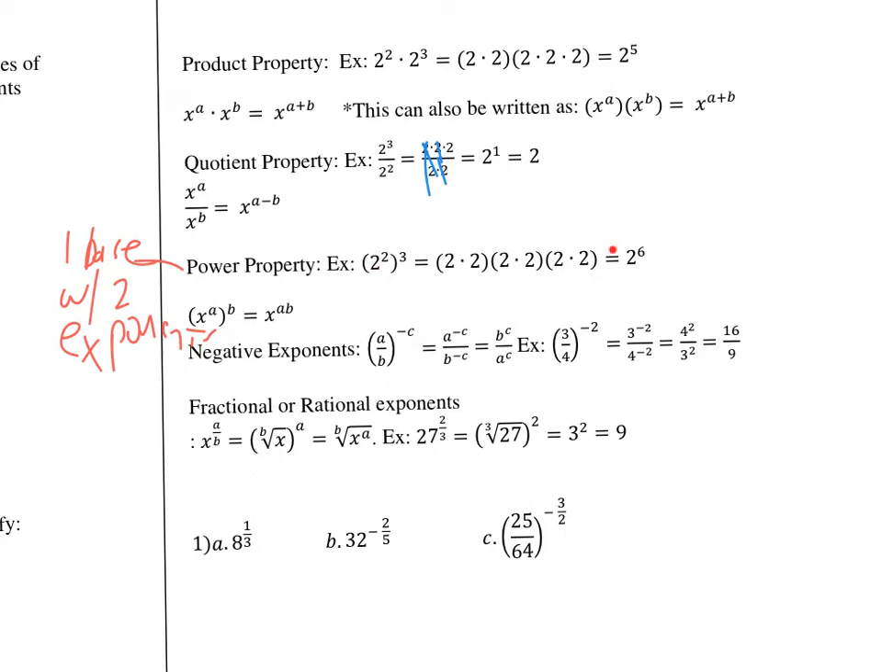So this one we do multiply the exponents, a times b, or in this case 2 times 3. And I think of it like this: 2 times 2, 2 times 2, 2 times 2. That's the 2 squared inside, and it's there 3 times.